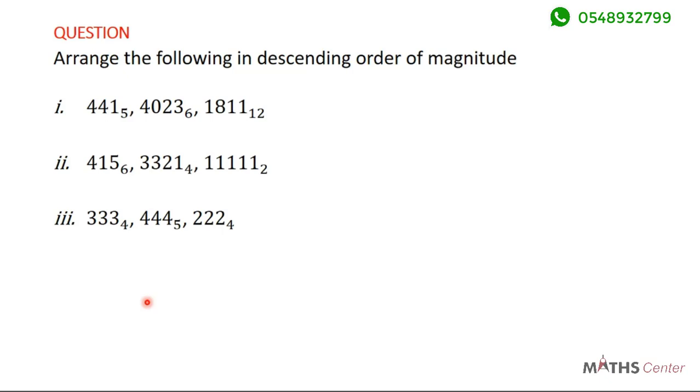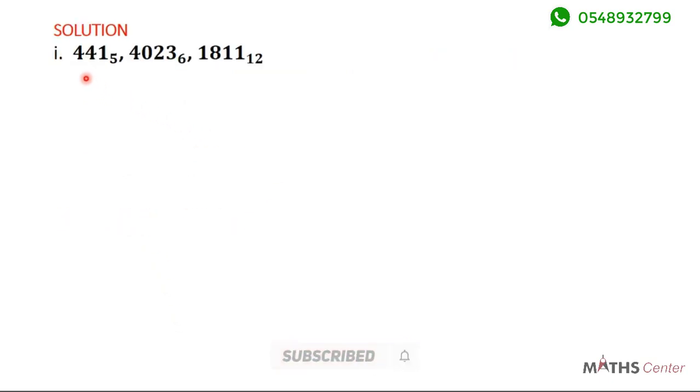In descending order of magnitude, it means that we are arranging it from the biggest to the smallest. So we are descending, from the biggest to the smallest. What we have to do is, let's pick the first example and see how this is done. We are supposed to arrange this from the biggest to the smallest, that is descending order of magnitude. The first thing we need to do is to convert each one of them to the same base.